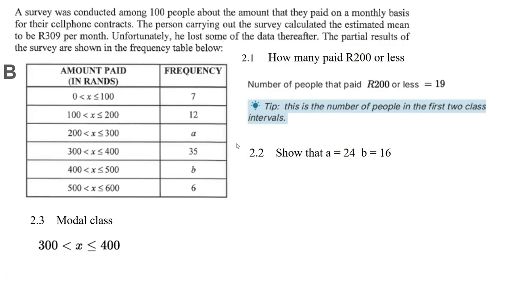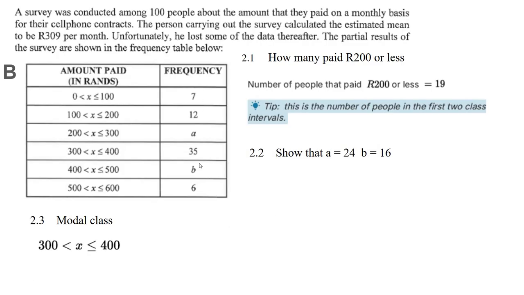Now, we're supposed to show that A actually equals 24. They tell us B is 16. Now, we can use that to make the ogive curve, but how could we do that? Well, you can only do it if you really understand how to work out an estimated mean. What you have to do is go to the middle here: 50 times 7 plus 150 times 12. You have to go to the middle: 250 times A, 350 times 35. You're going to have to build an equation.